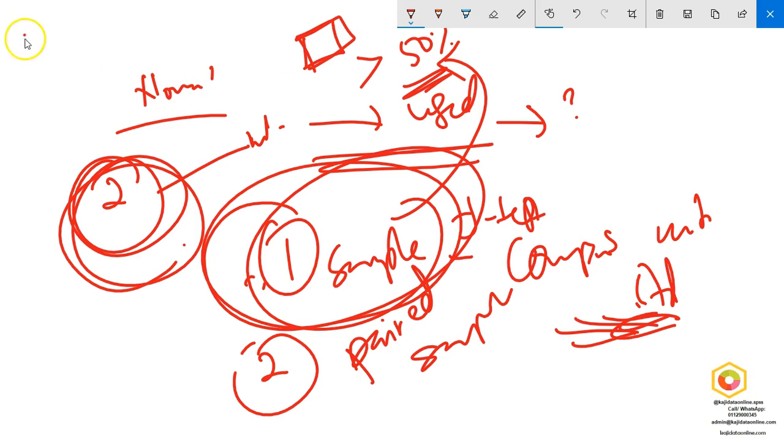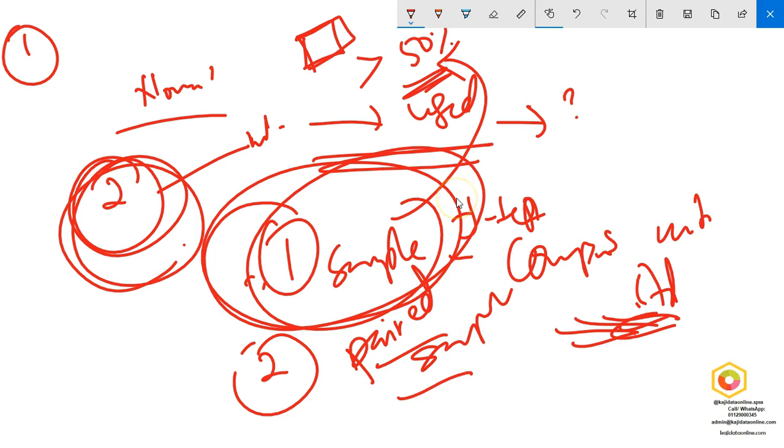For example, I'm going to measure the temperature of your body this morning, the temperature of your body this afternoon, and the temperature of your body in the evening. So you are yourself, right? You cannot become someone else. That is what is called the paired sample T-test.